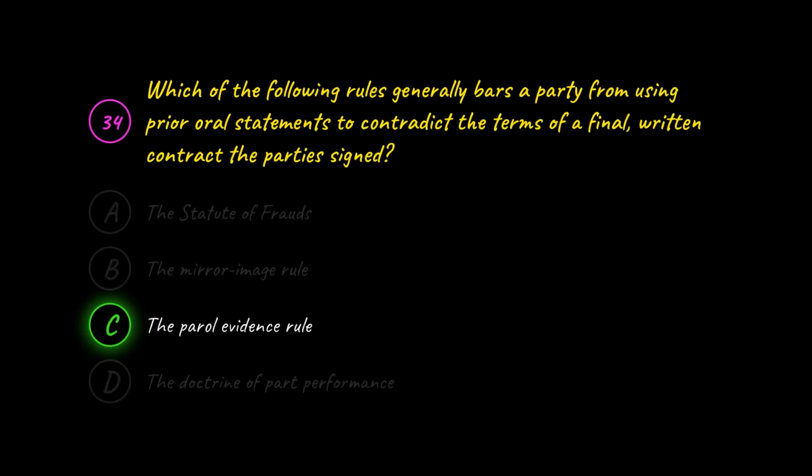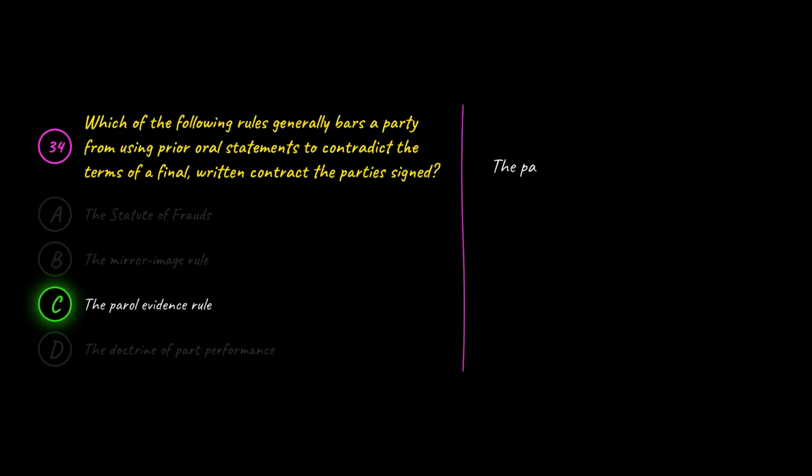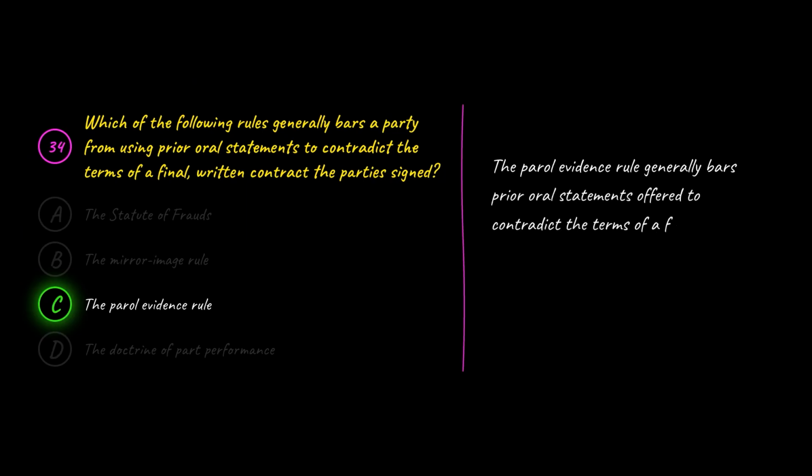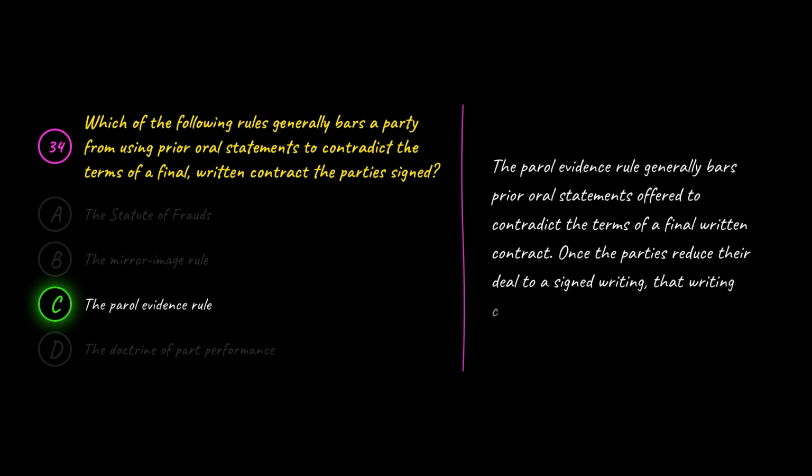The correct answer is C. The parole evidence rule. C is correct because the parole evidence rule generally bars prior oral statements offered to contradict the terms of a final written contract. Once the parties reduce their deal to a signed writing, that writing controls its terms.